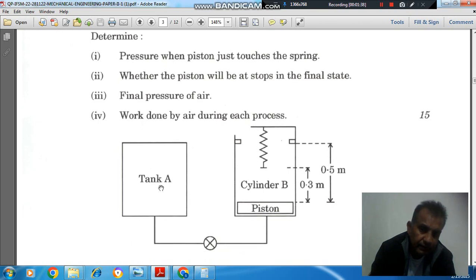So here this is the tank A, this is cylinder B, this is the piston, this is the spring, and the spring is 0.3 meter above the piston, and the stop is at 0.5 meter above the piston. Now when the air comes through this valve, first the piston will be displaced up to this point at constant pressure, and this constant pressure is the pressure of atmosphere plus the piston weight.